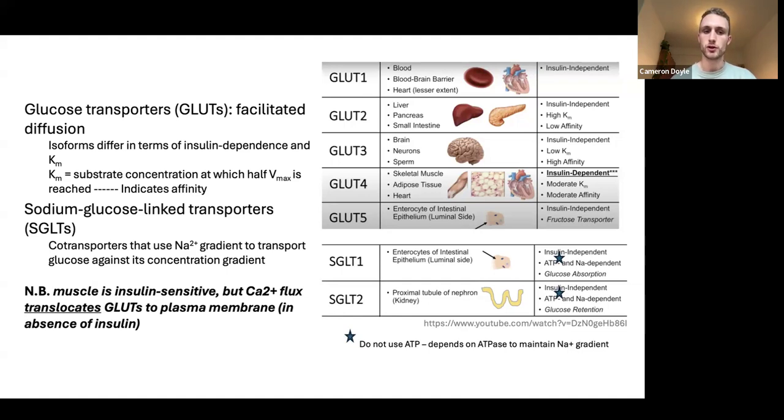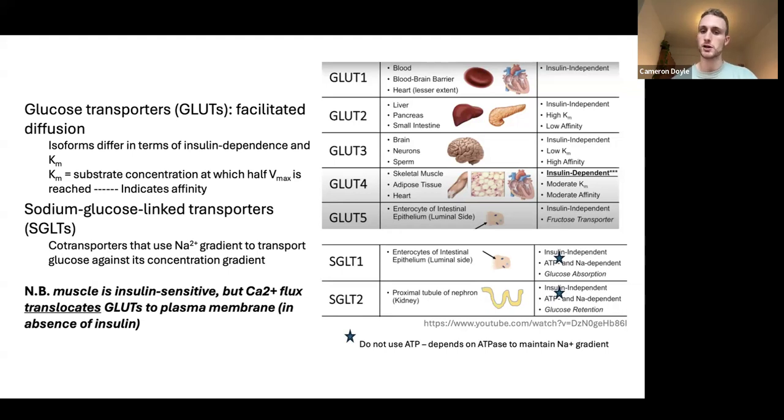So if a glucose transporter has a low Km, it means it has a high affinity for glucose. So you've got GLUT3 transporters in the brain, for example, and in neurons, which have very low Km. They have very high glucose affinity because, as we've said, the brain's very heavily reliant on glucose.